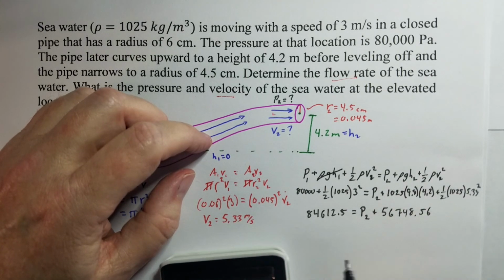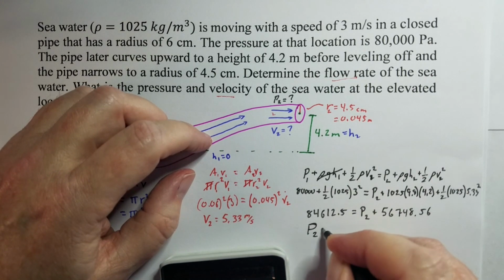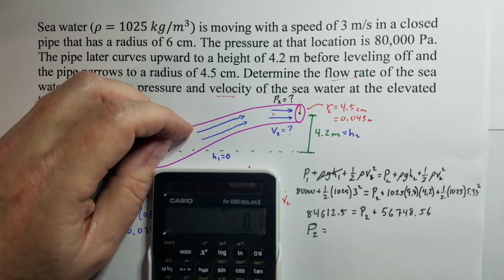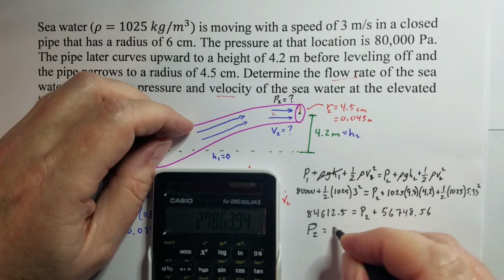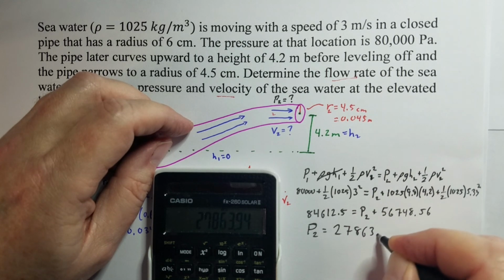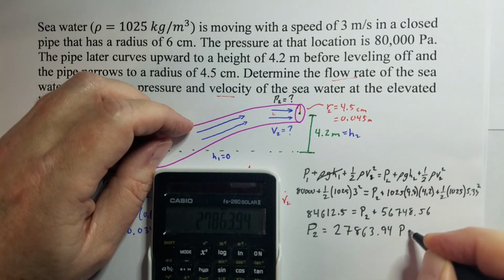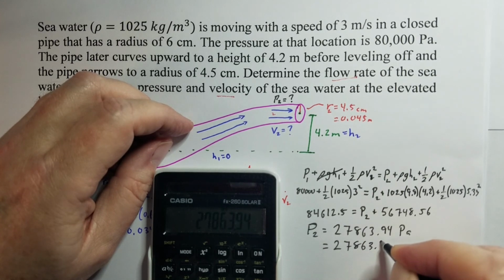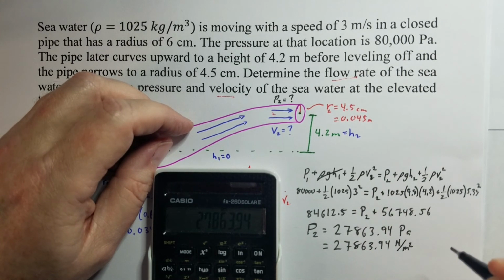And so now we just need to move that over so we can find the pressure at point 2 at the top of the hill. So 84612.5 minus 56748.56 gives us a pressure of 27,863.94 pascals. Now, Pascal is the same thing as Newton per meter squared.